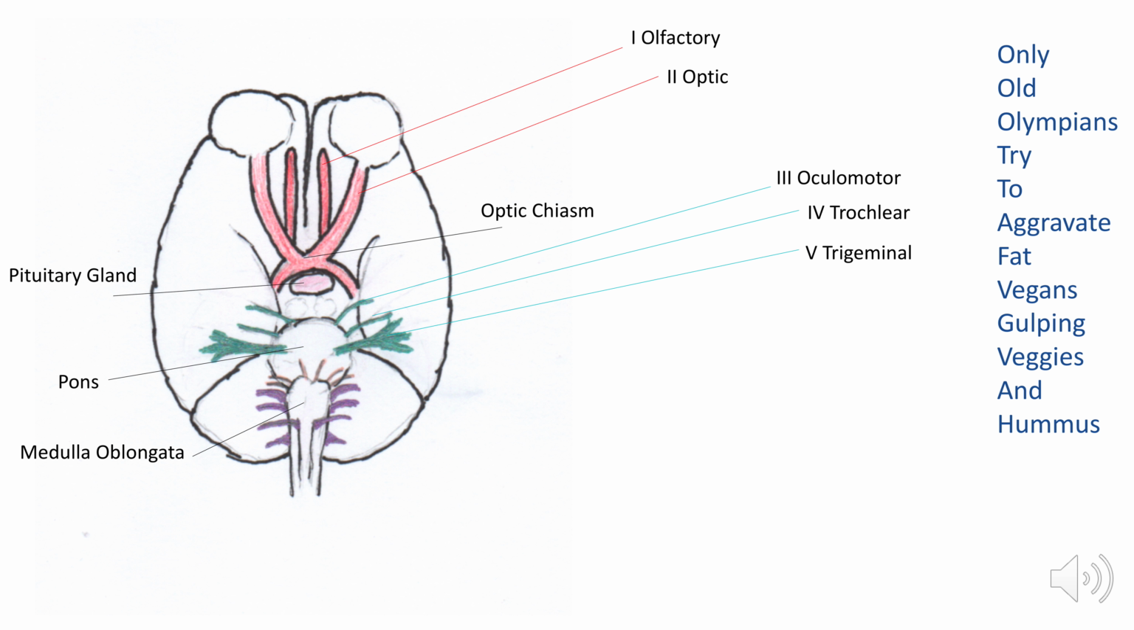And we're going to go from medial to lateral. So as we look medial here, we have cranial nerve number 3, which is the oculomotor nerve. Then as we move lateral, we have cranial nerve number 4, which is the trochlear nerve. And then cranial nerve number 5, which is a big old stalk of a nerve called the trigeminal nerve. And it is a little bit more medial than the trochlear nerve.